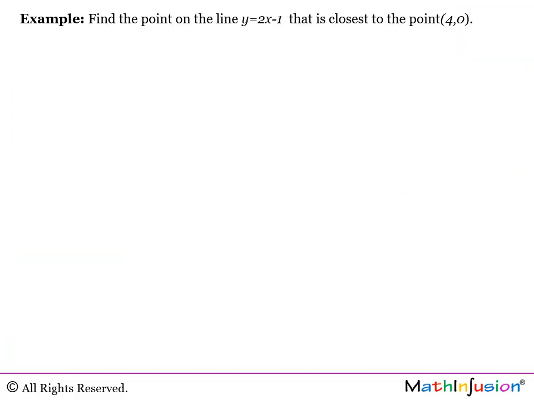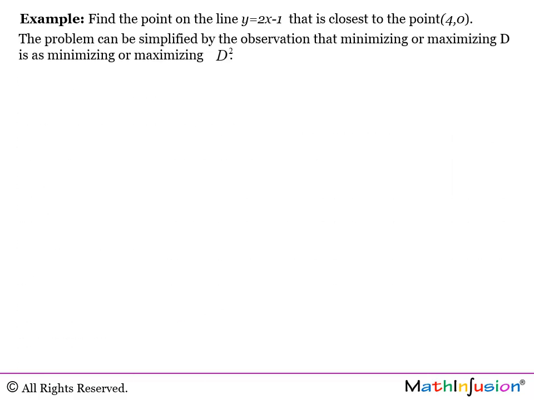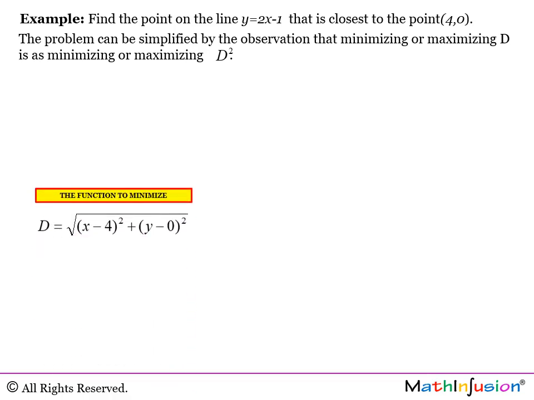Let's now find the point on the line y equals 2x minus 1 that is closest to the point (4, 0). This problem can be simplified a lot by observing that minimizing or maximizing d, the distance, is the same as minimizing or maximizing d to the power of 2.